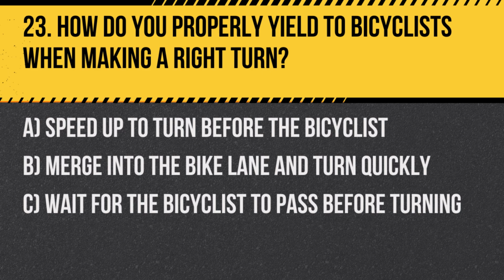A. Speed up to turn before the bicyclist. B. Merge into the bike lane and turn quickly. C. Wait for the bicyclist to pass before turning.